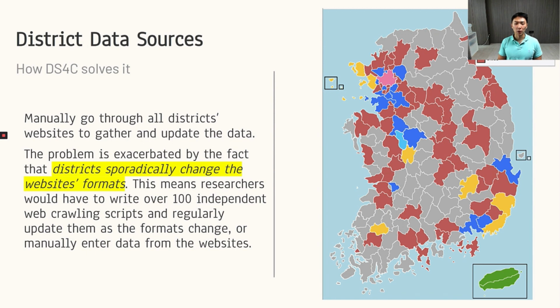These obstacles render web crawlers obsolete, as writing a web crawler for each of the district's websites and updating them when the website's HTML changes is far more time-consuming than manually going through hundreds of web pages. And manually going through hundreds of web pages weekly was exactly what we did to collect the data.